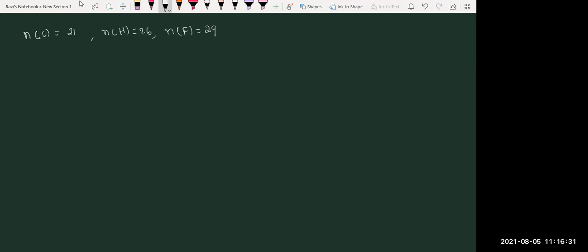Among them, again the given combinations. 14 members can play hockey and cricket. Next, hockey and football, 15 play hockey and football. 12 play cricket and football, or football and cricket. 12 members.